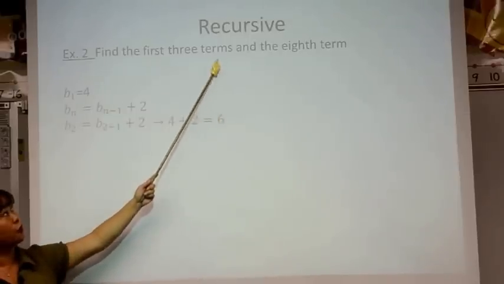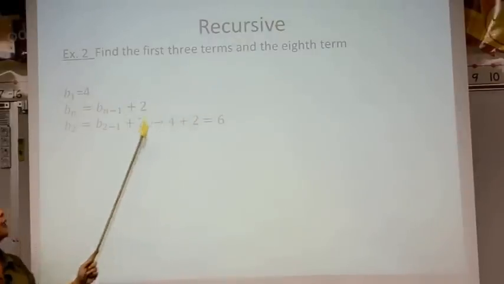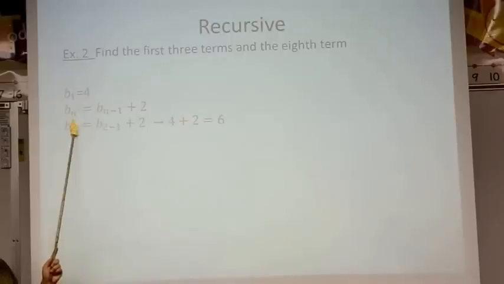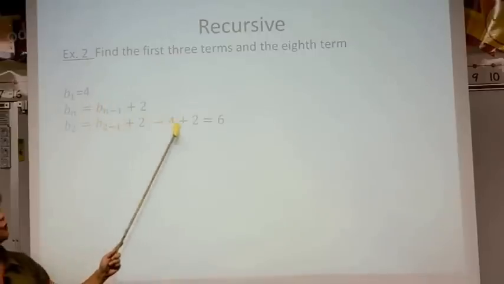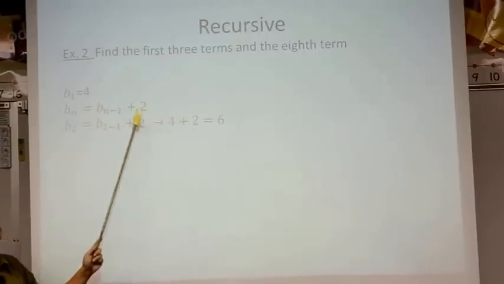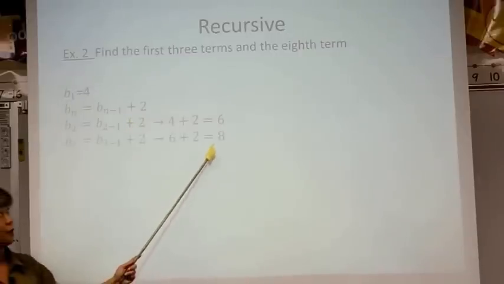Now I'm looking for the third term, right? Because I need 3 terms here. So I have b3, right? 3 minus 1 is 2, so what I really need is the b2 term, which we found is 6. And we're going to add 2, that's going to give us 8 right there.